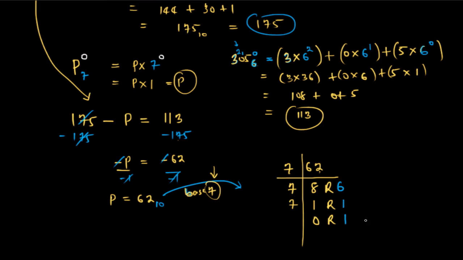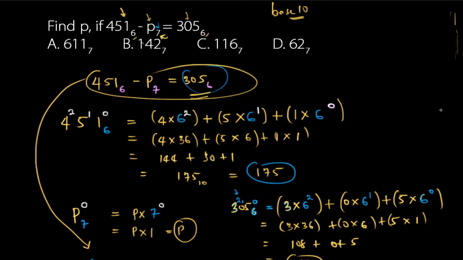It has no quotient. So to find the conversion from 62 to base 7, we read the remainders from down up. When you read that, you have 116. This is just our final answer: 116 to base 7. So 62 in base 10, when you convert it to base 7, you have 116 to base 7. So let's check our answer. Yeah, here it is: 116 to base 7.